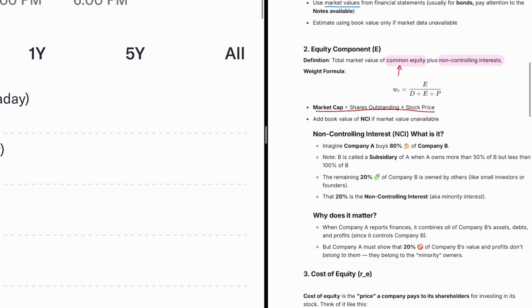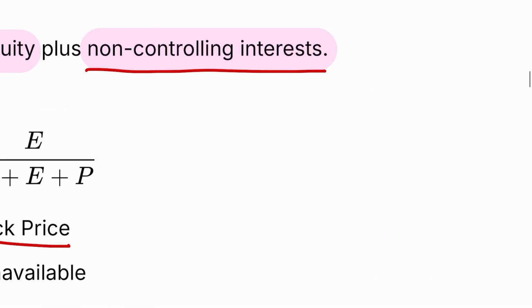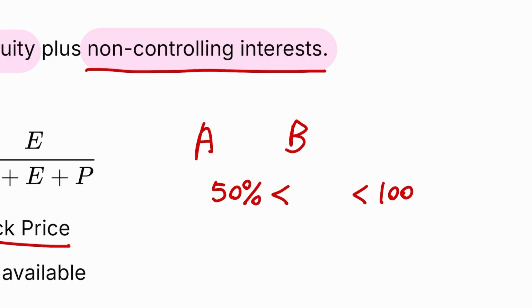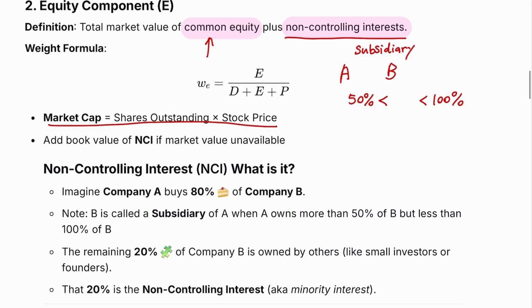And another term is non-controlling interest. So what is non-controlling interest? Let's assume there are company A and company B. If company A owns more than 50% of company B's shares but less than 100%, we say company B is a subsidiary of company A. Here is a subsidiary of A.